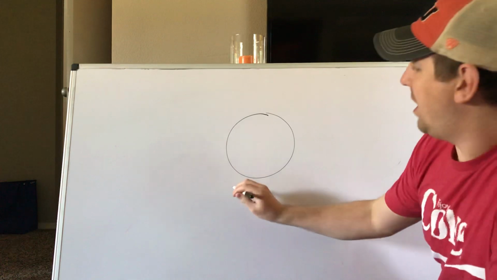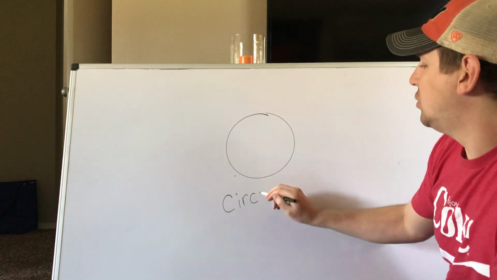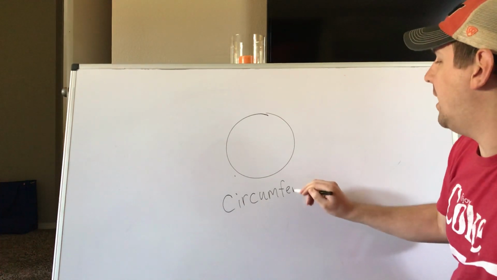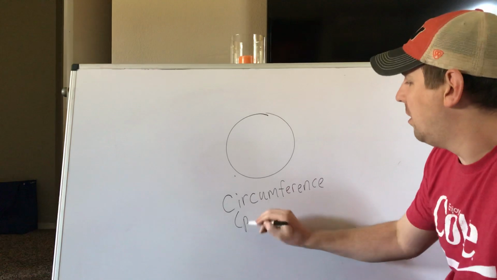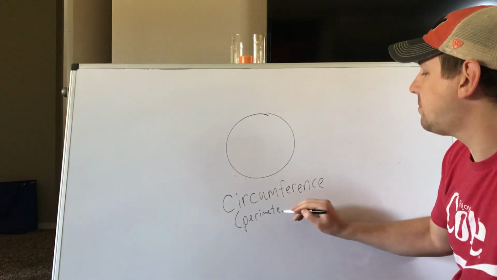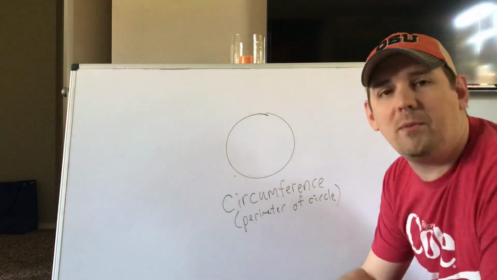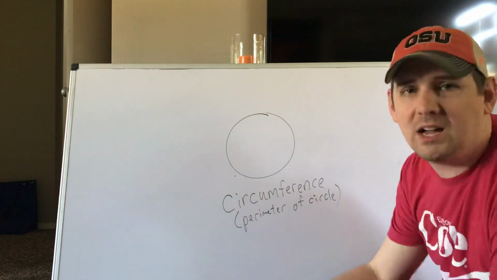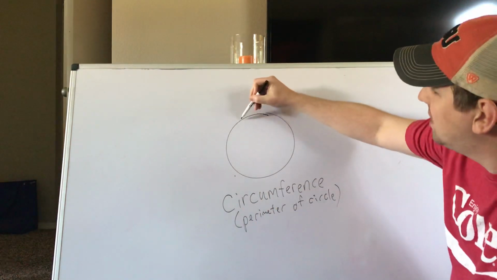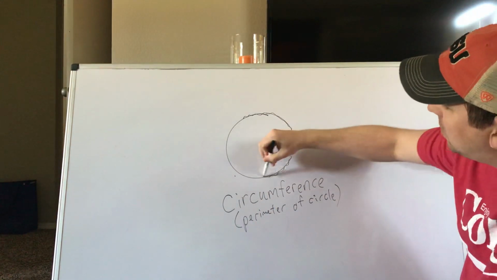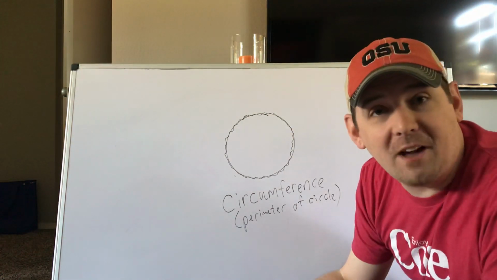So, another word we're going to talk about is circumference. Circumference is a fancy word for the perimeter of a circle. Okay, you guys know perimeter of a rectangle, you add up the outside sides. Perimeter of a triangle, you add up the outside sides. Circumference is around the circle.